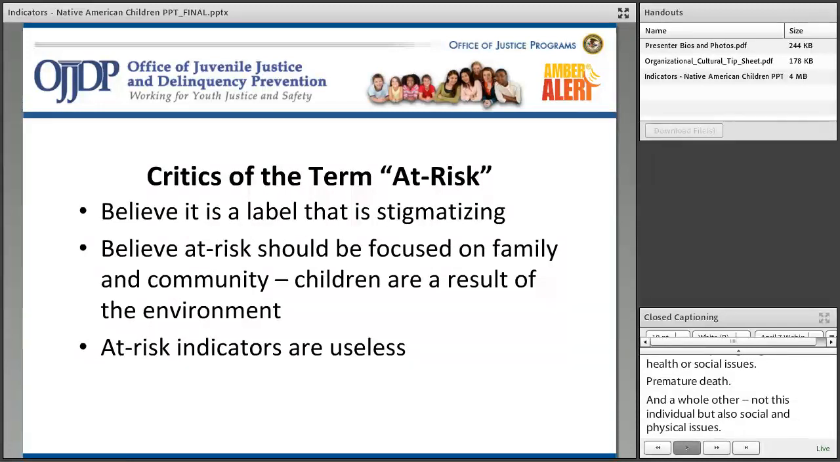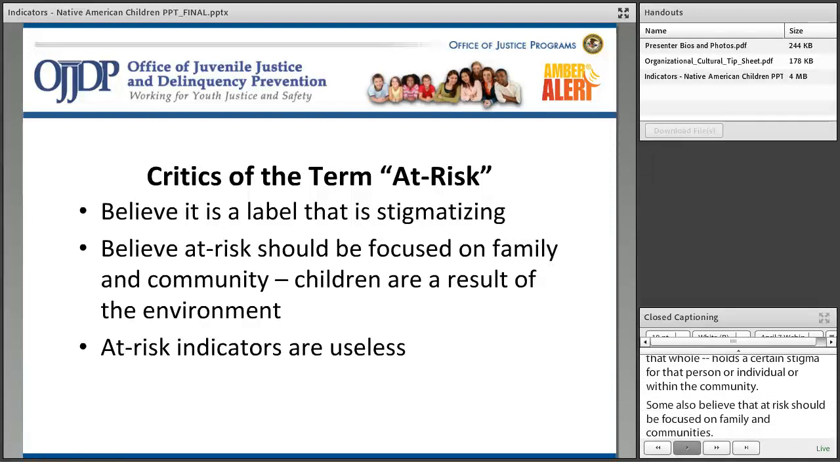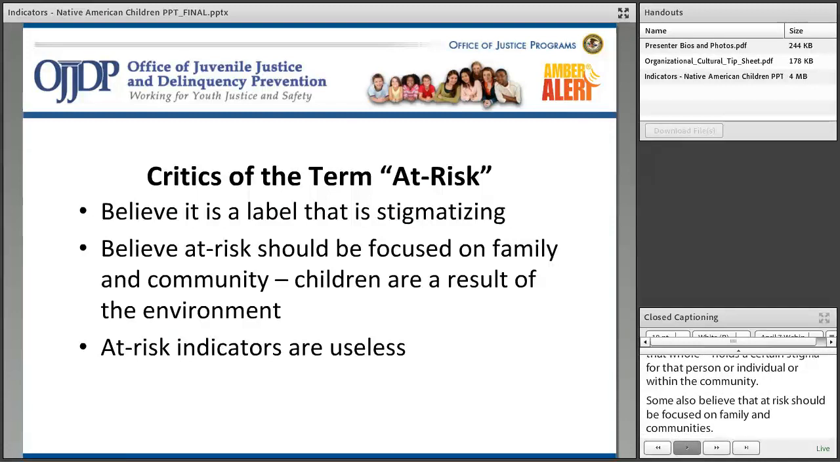Some of the critics, and we've had plentiful discussions on the term at risk, not just within our educational institutions, but also within our local practitioners, is that the term at risk is oftentimes seen by some as being a label that is stigmatizing. If you're termed or identified as an at-risk child or an at-risk family member, that holds a certain stigma for that person or individual or within the community. Some also believe that at-risk should be focused on family and community, and children are only the bystanders or the result of their environment. And some actually believe that indicators are useless and that we can't identify a whole series of indicators at different levels and say that they apply to the child or children between the ages of 0 and 17 or 18.